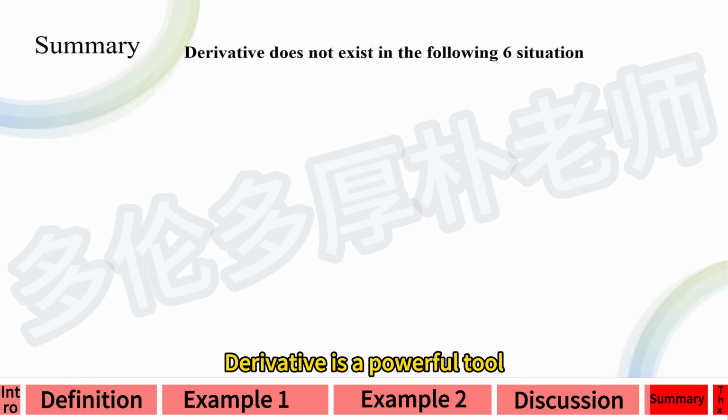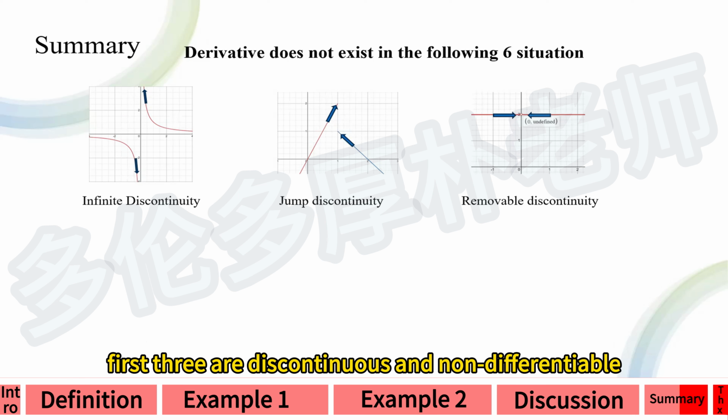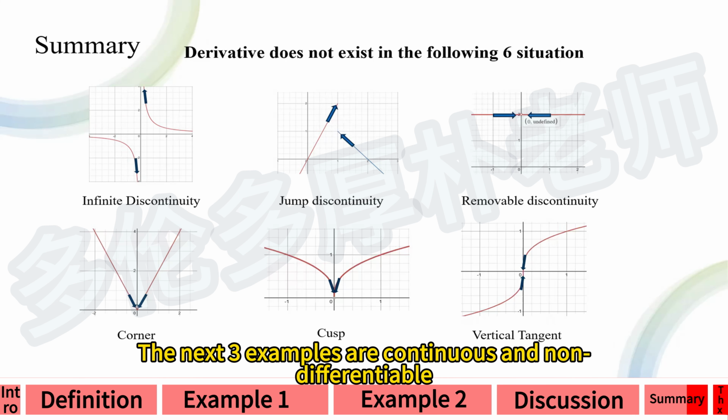Derivative is a powerful tool, but it's not useful in all situations. There are 6 situations that are non-differentiable. The first 3 are discontinuous and non-differentiable. The next 3 examples are continuous and non-differentiable.